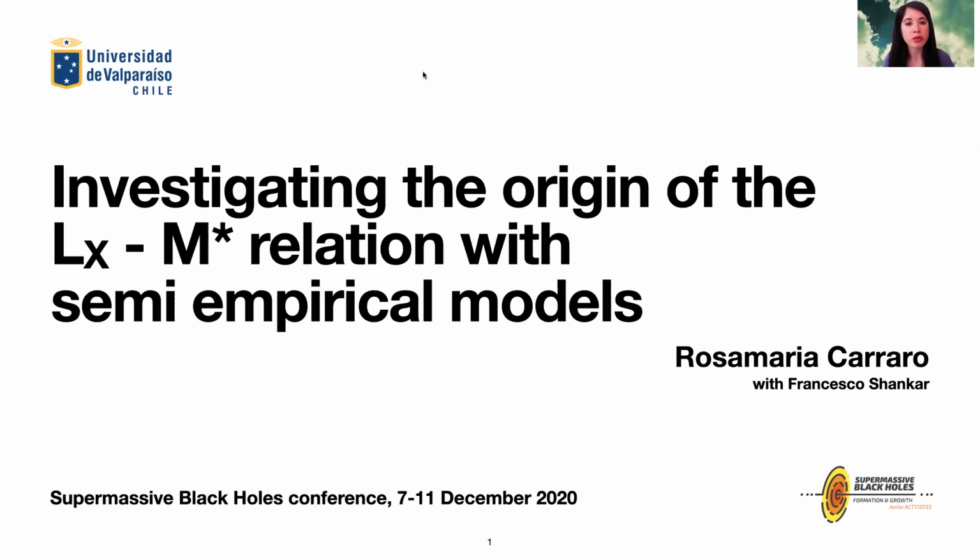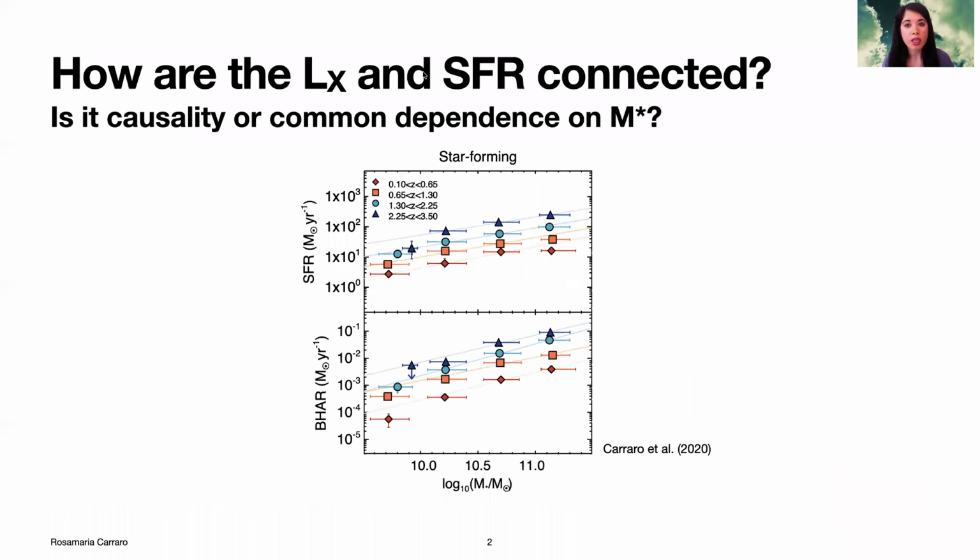And today I'm going to show you some preliminary results of a work with Francesco Scianca on the origin of the relation between the X-ray luminosity and the galaxy's stellar mass using semi-empirical models. Many works have found that the evolution of the black hole accretion through cosmic time, which is often traced by the X-ray luminosity, follows a similar evolutionary track as the star formation rate.